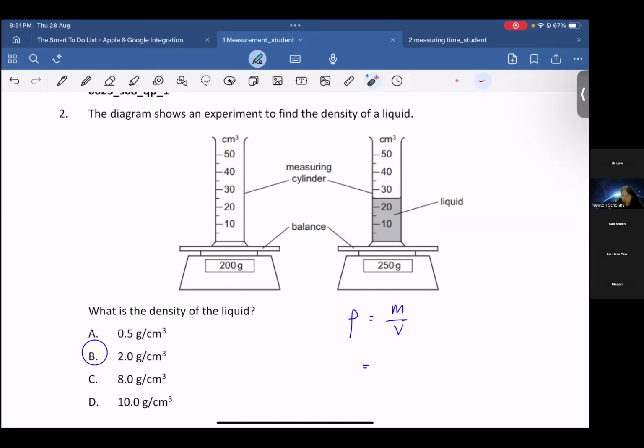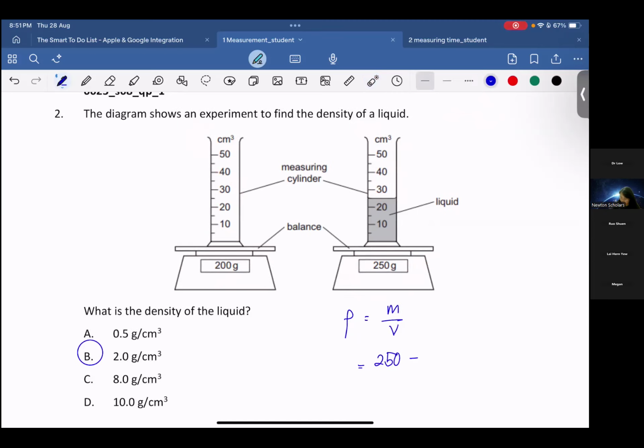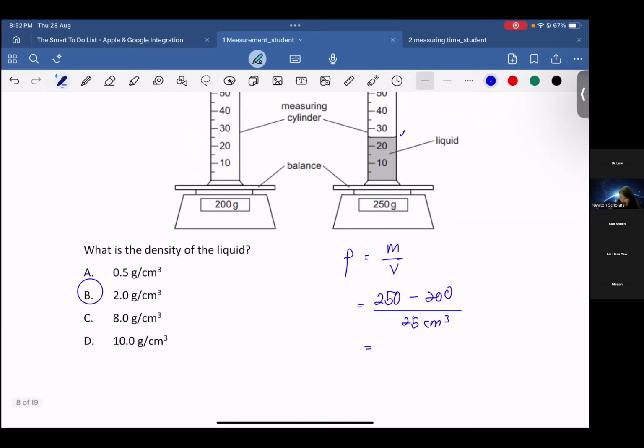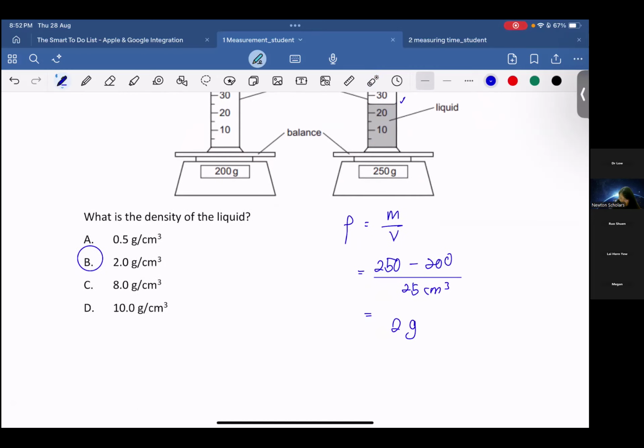So the correct procedure is: the empty, dry measuring cylinder, you measure the mass first. Okay, so at here, 250 minus 200 divided by the volume. So based on here, it's 25 cm cube. The answer will be 2.0 gram per cm cube.